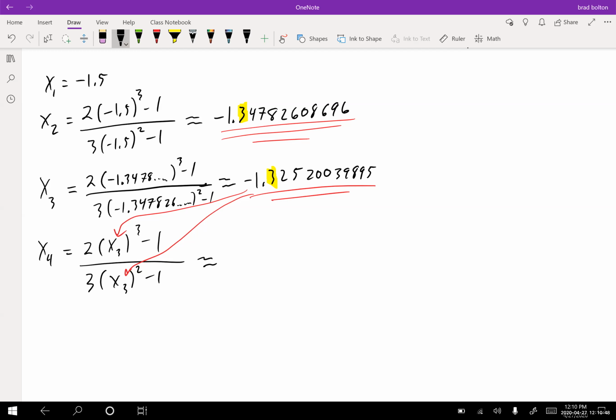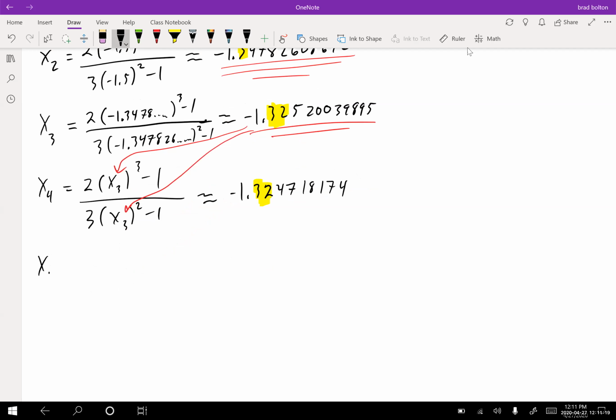So now when we do this, we end up getting, again, negative 1.324718174, okay? So now look, now we have 2 digits that are the same, right? But it's still not good enough. It's still not quite right. Okay, so we need 4 digits that are the same in the first 4 decimal places. So we got to go again.